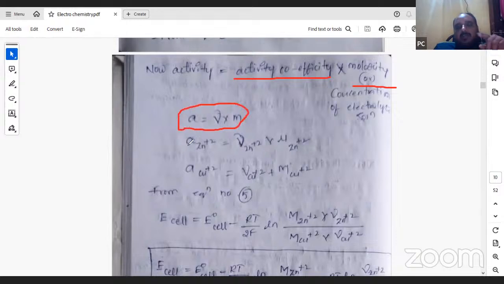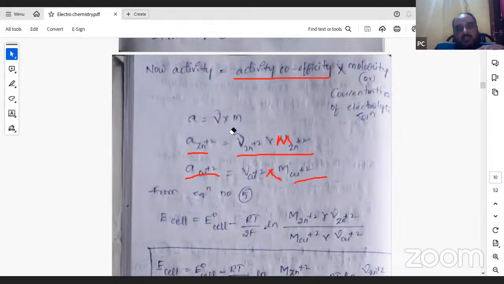This should be applied for individual ions, A of Zn plus 2, A of copper plus 2. That means A of Zn plus 2 is gamma of Zn plus 2 into M of Zn plus 2, where M is the molarity. A of copper plus 2 is equal to gamma of copper plus 2 into M of copper plus 2. These values are substituted in the above equation. We can get one more equation, this below equation.